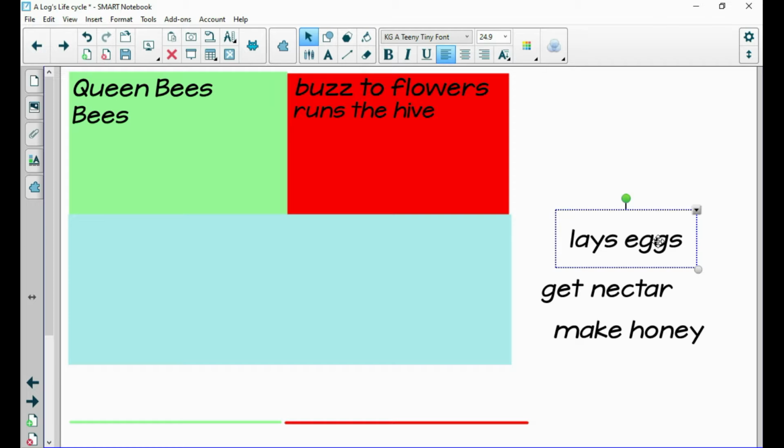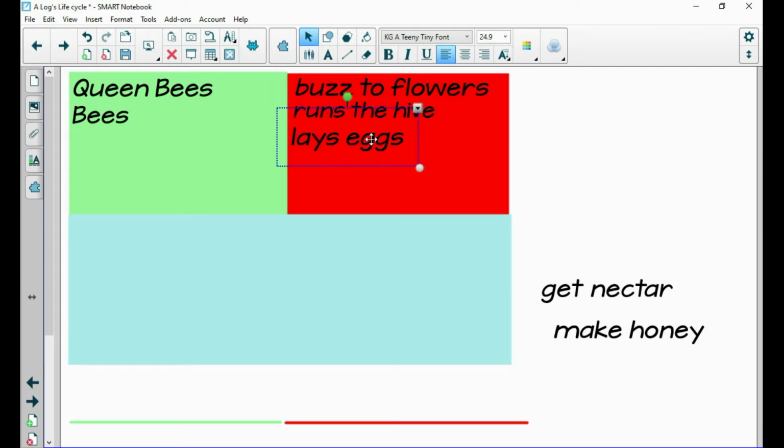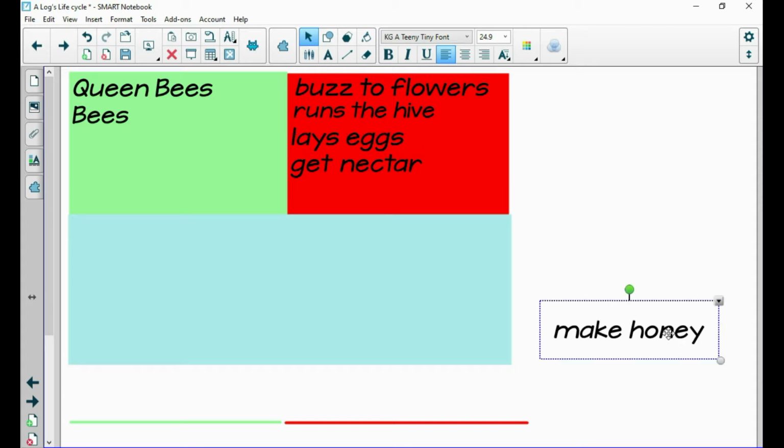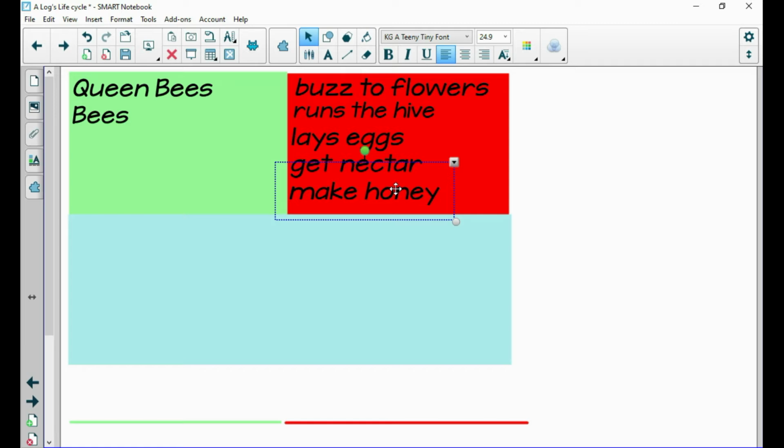Lays eggs. That's telling what a subject could do, so it's going in the predicate box, right? Get nectar. Something you can do, so it's a predicate. And then make honey. That's something you can do, so it's going in my predicate box. Okay? So, over here we have two subjects, queen bees and bees, and then we have a bunch of predicates. Now we know that we can make any sentence that we want by taking any subject and any predicate and putting it together. Now some sentences that we make might be funny when we combine some of these because they might not really actually be true or make sense, right?